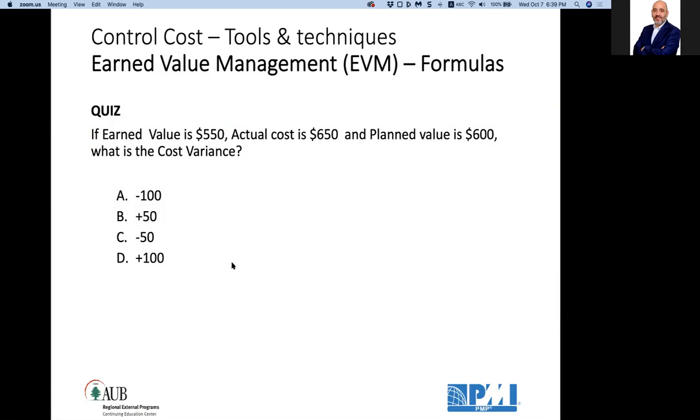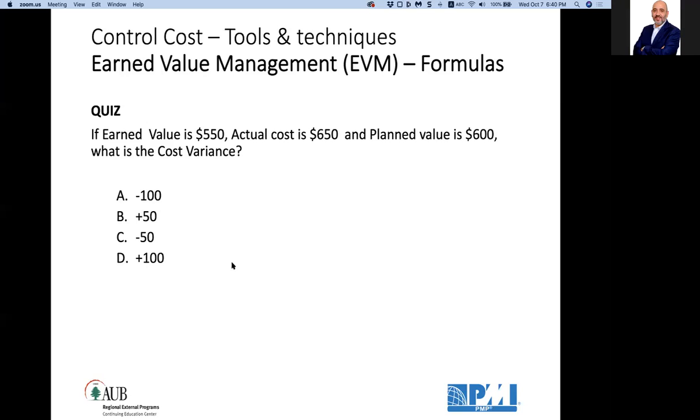Question: if earned value is 550 and actual cost is 650 and planned value is 600, what is the cost variance? Surely this is an exam question, huh? It's too straightforward to be an exam question. It gives minus 100; whether it's minus 100 or 100 makes a difference in the interpretation.